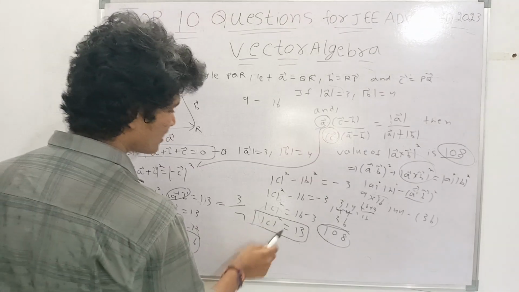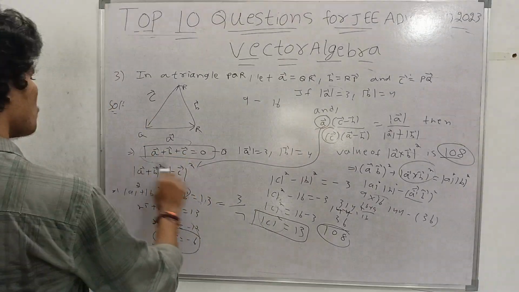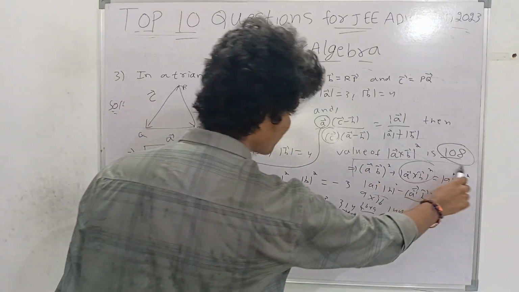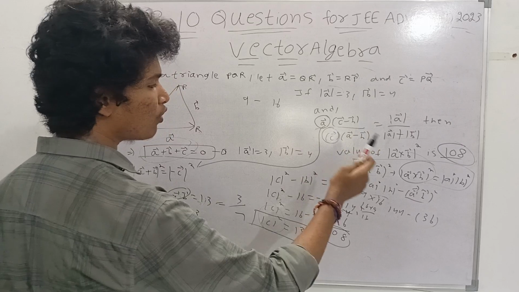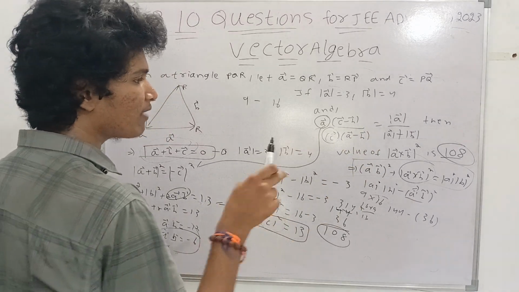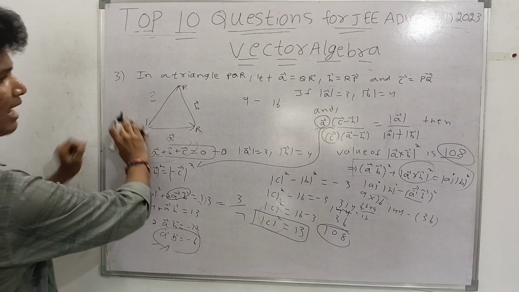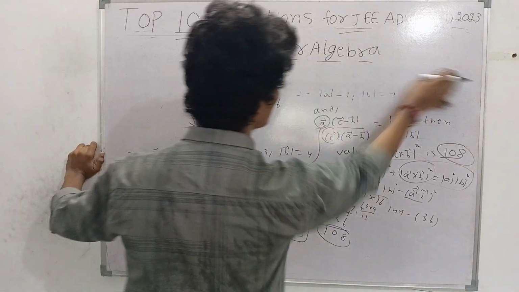Why we find mod C square is because by using this we can find A dot B. This relation is very important: (A dot B vector) whole square plus (A cross B vector) whole square equal to magnitude of A square times magnitude of B square. This is an important thing. So the answer is 108. The third question is completed.